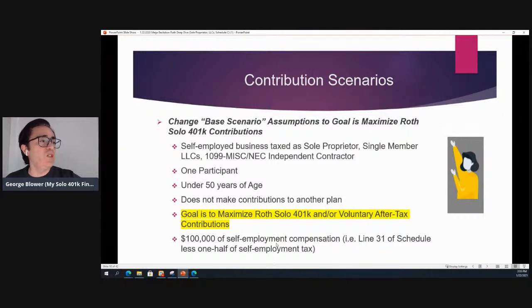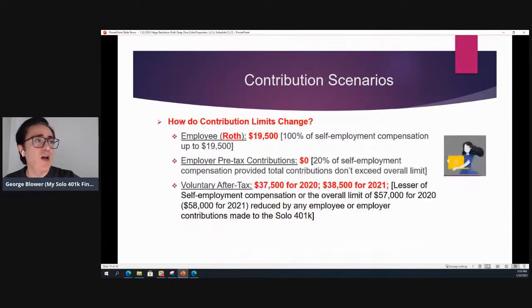Okay, so let's go back to the base and make a different change. Here, now let's start assuming, and I think this will address one of the questions from the comments. Let's assume now that the person is not interested in making pre-tax contributions. They really want to focus on the Mega Backdoor Roth contributions. So how does this play out?